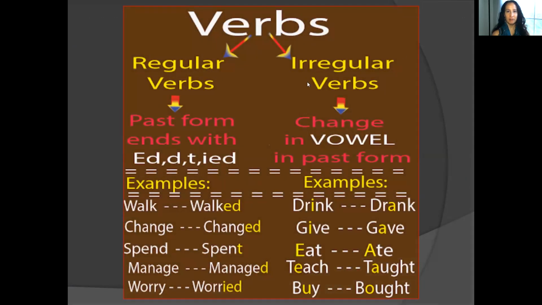So remember the regular verbs and the irregular verbs? So today is our challenge on this. So the irregular verbs is the change in vowel in past form. So some examples are drink and drank, give, gave, eat, ate, teach, taught, buy, bought. So did you notice everything here is present tense? And these are the past tense.